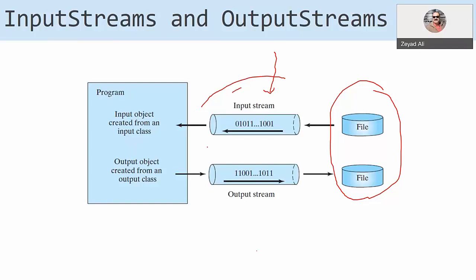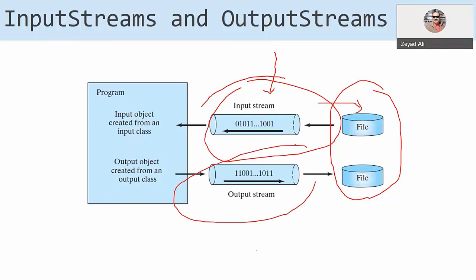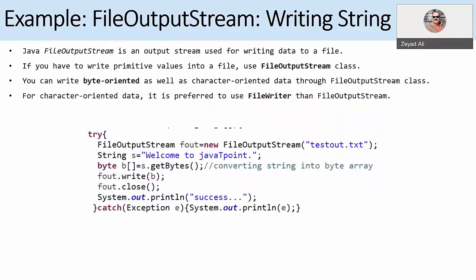Okay? Input stream connects you to the file. Output stream, one for reading, input stream, output stream for writing to the file. Can I use input and output stream directly to write data to the file? Yes, you can. But let us read this.